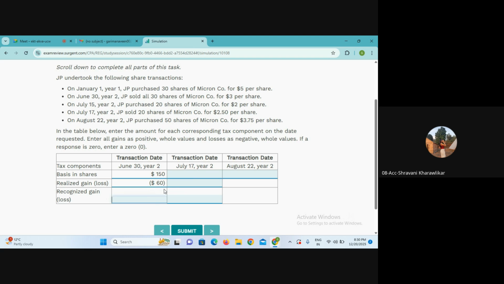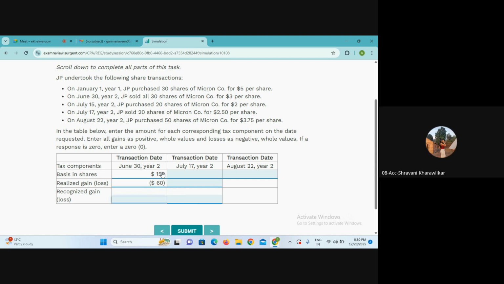Ma'am, within 61 days or something, it is for wash sale, right? It is for 30 days. If within 30 days you have buy and sale transactions for the same shares which lead to a loss, then wash sale applies. Wash sale applies, yes. For how many shares? For 30, or for all shares, or less than 30 shares?